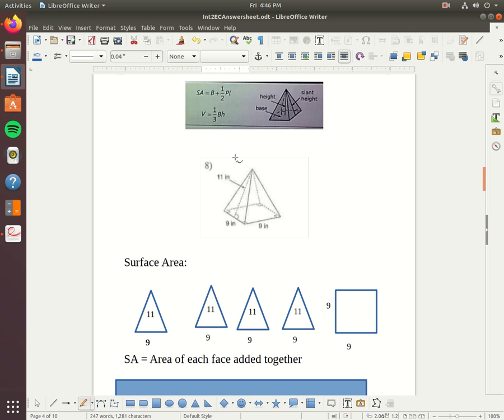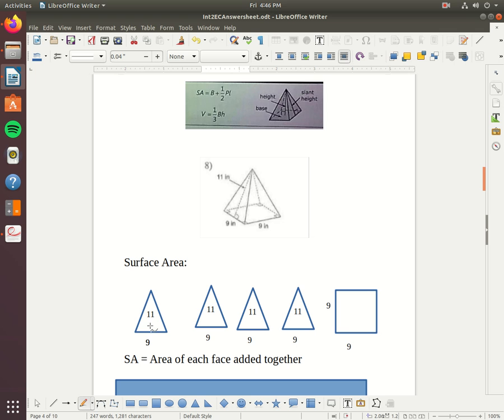But for the surface area, the way I look at this pyramid is it looks like I have 4 triangles and 1 square on the bottom, right? If I were to turn this around, I have a triangle here that is 9 by 11. And each side is the same, right? 9 by 11. And then at the bottom, I have a square that's 9 by 9. So what I'm going to do is figure out the area of each face and add it together. I think that's the easiest way to do a pyramid, personally.